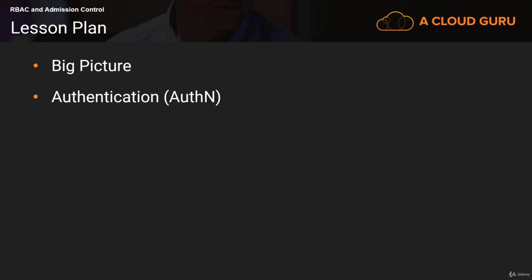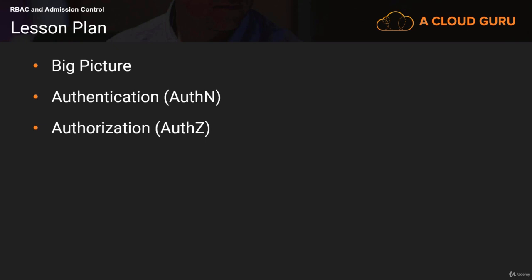We'll warm ourselves up by looking at the big picture, right? So what does it actually look like when we're making changes to the cluster through the API server? Then we'll drill in. We'll look at authentication. That's how do we prove to Kubernetes that we are who we say we are? Then it'll be authorization. And this is where the RBAC stuff really kicks in, right?